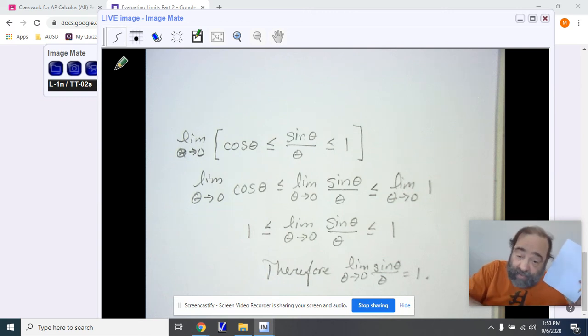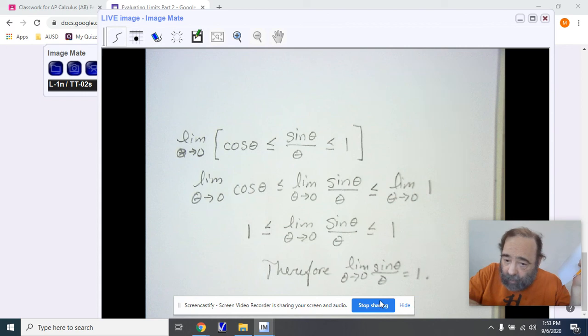That was how we figured out the limits for those three special limits. Next, I'll be showing you how to use those special limits.